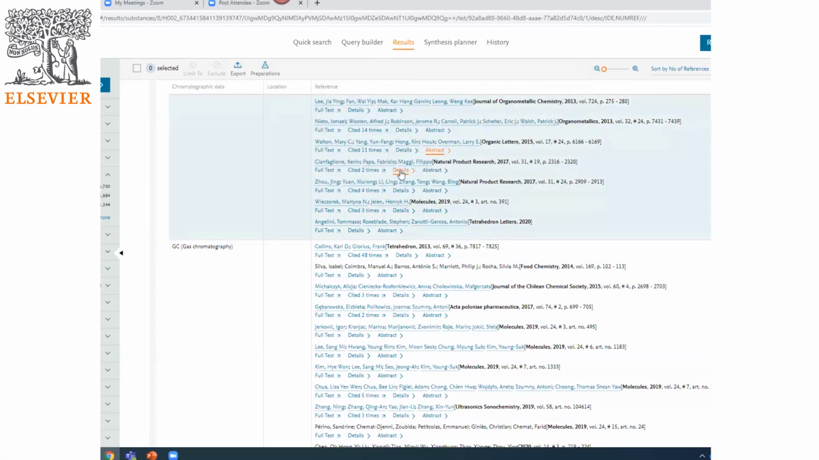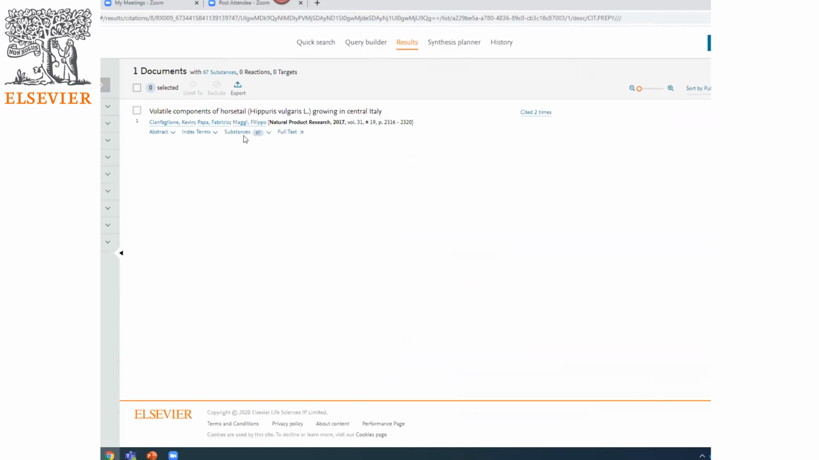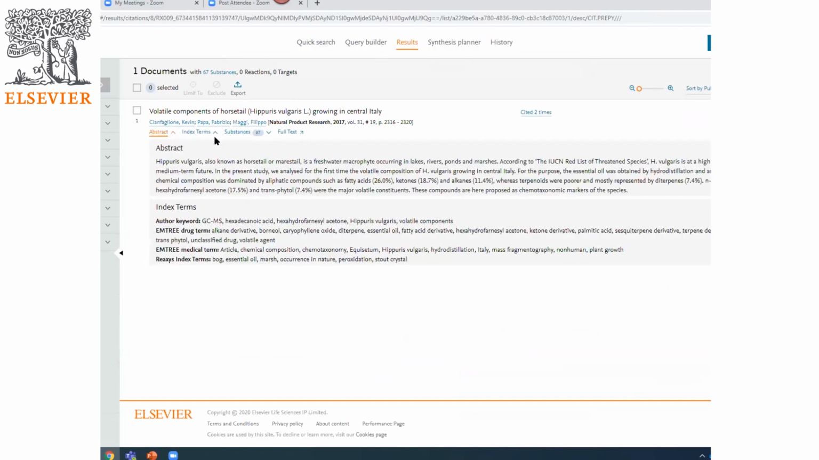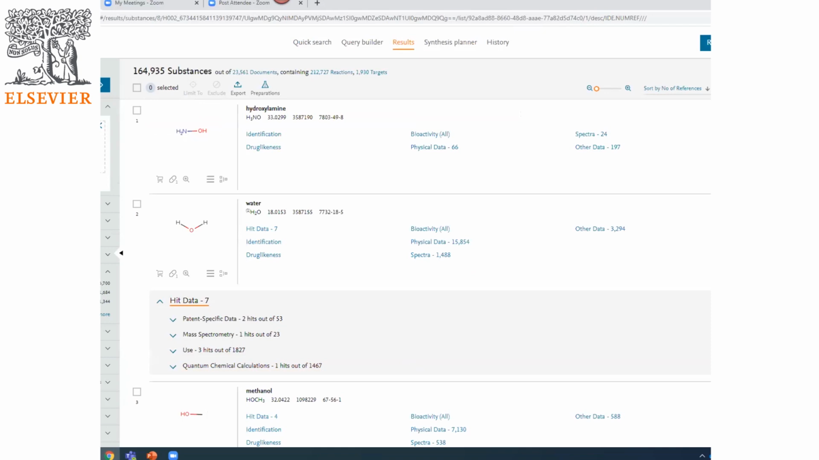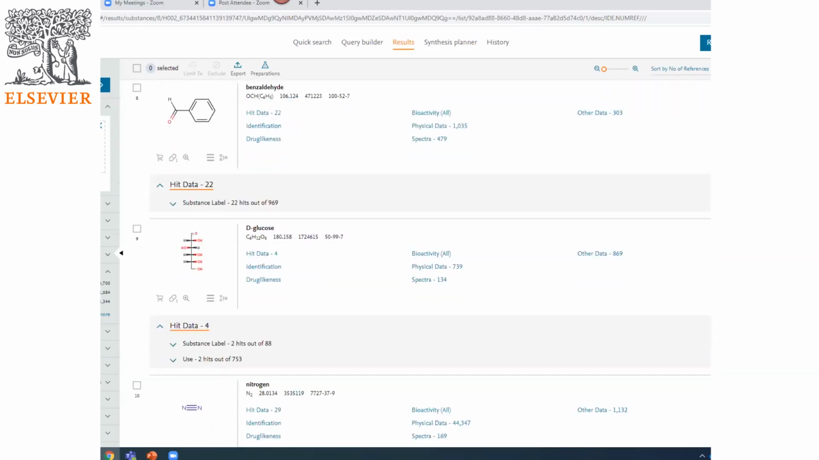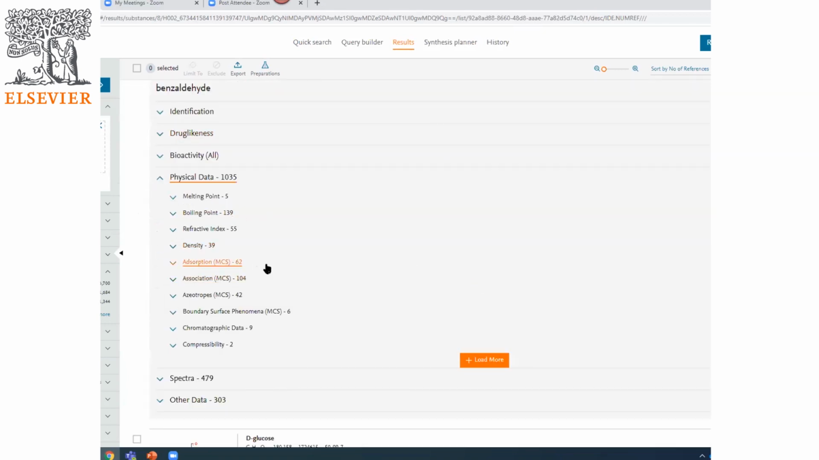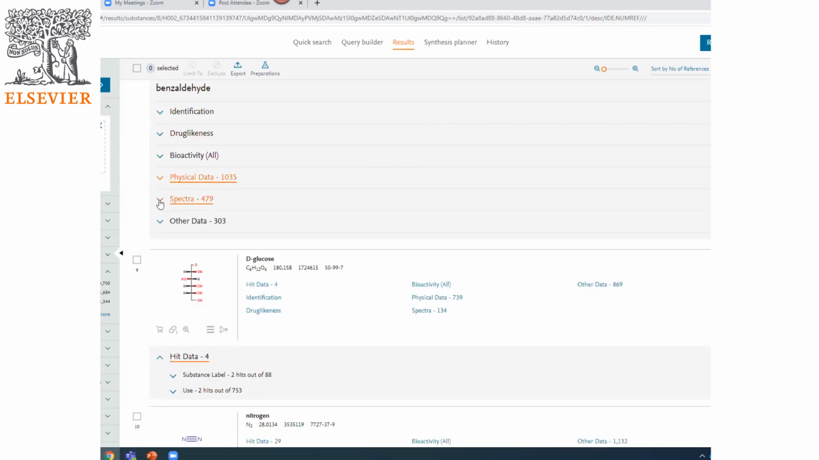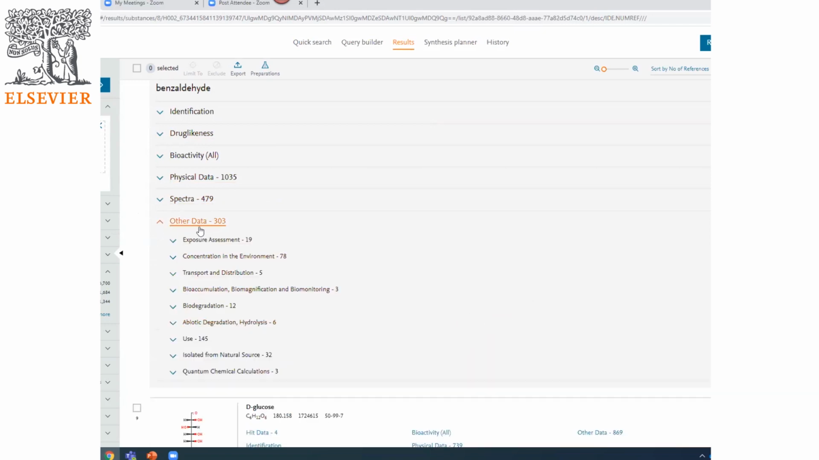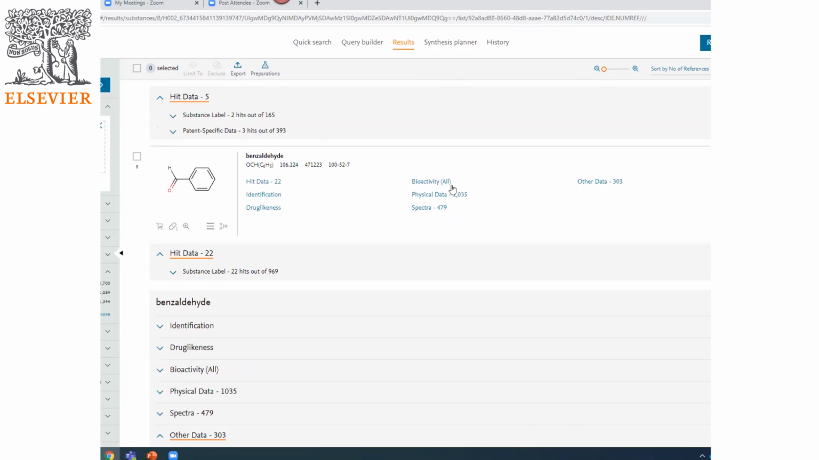By clicking abstract, you can see the detail. So with this, you can go to the page of this article, see index terms, see abstract, see substances which are indexed there. And browse the information which you need: absorption, association, azeotrope. The same, we have different spectral data, and we have other data. Here it is. First of all, physical data, spectral data, and other data.